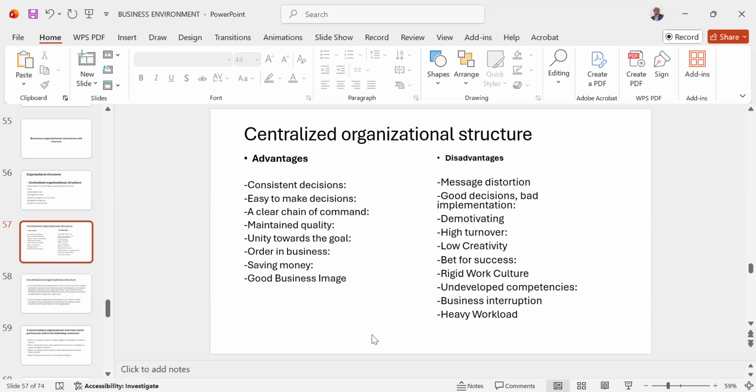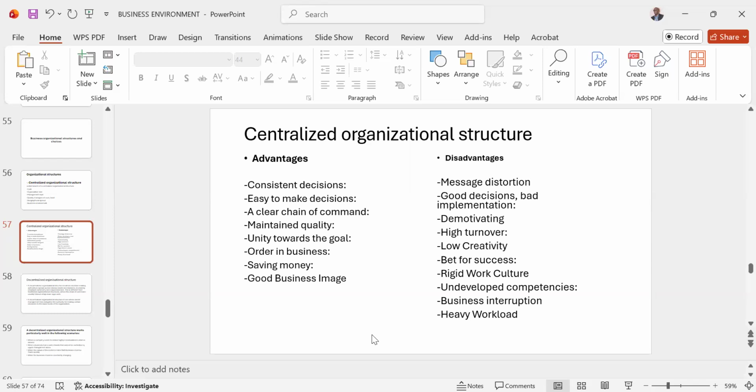Disadvantages. The messages can be distorted along the line. We said the information, the decision making passes through stages from one stage to the other. So it can be distorted such that the original message is different from the last one.